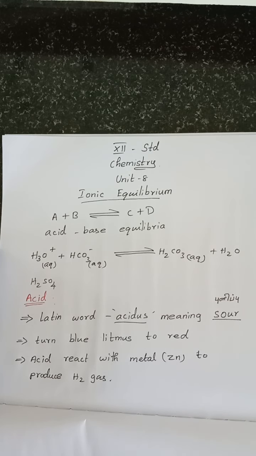So what is the acid definition? Acid is derived from the Latin word acidus, and the meaning is sour. It turns blue litmus to red litmus. Acid reacts with a metal, such as zinc, to produce H2 gas. Then the next topic is base.